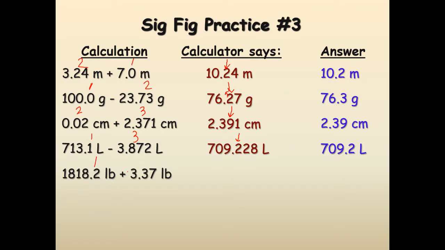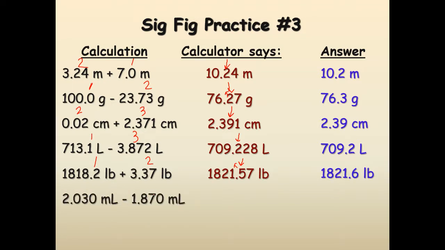1818.2 has 1 decimal. 3.37 has 2 decimals. Do the math. All right, so when I do that math, my answer can have the fewest number of decimal places, which is 1. So here's my 1. That number is greater than 5, so that's going to round up. So 1821.6.